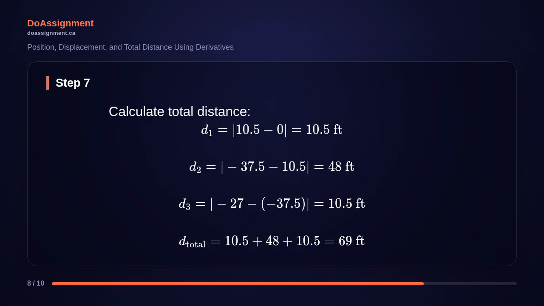The first segment covers 10.5 feet. The second segment covers the absolute value of negative 37.5 minus 10.5, which is 48 feet. The third segment covers the absolute value of negative 27 minus negative 37.5, which is 10.5 feet. Adding these gives a total distance of 69 feet.